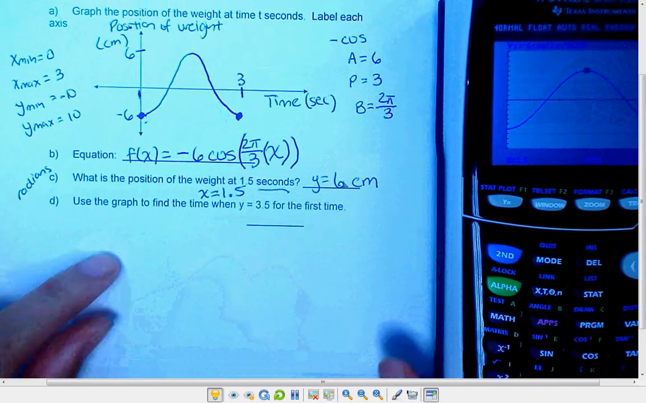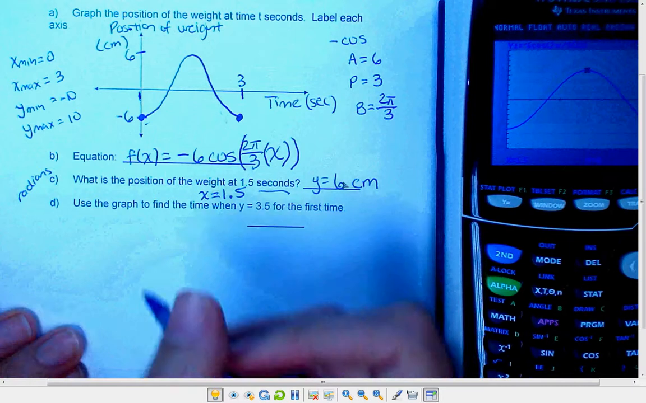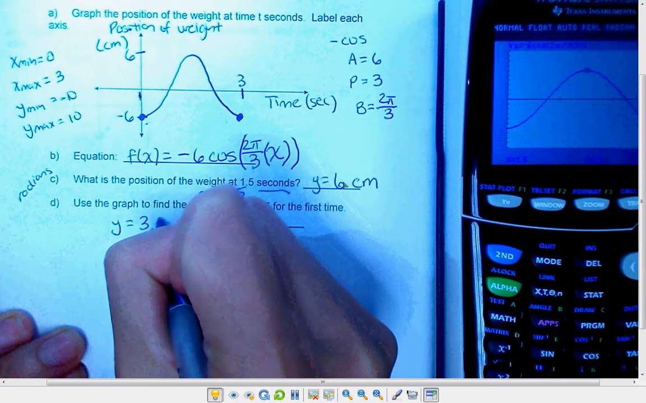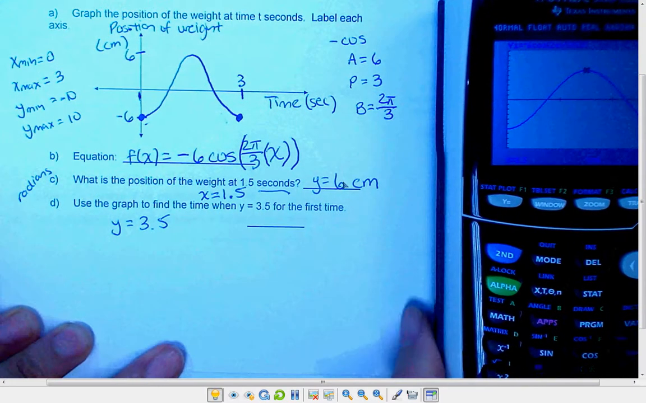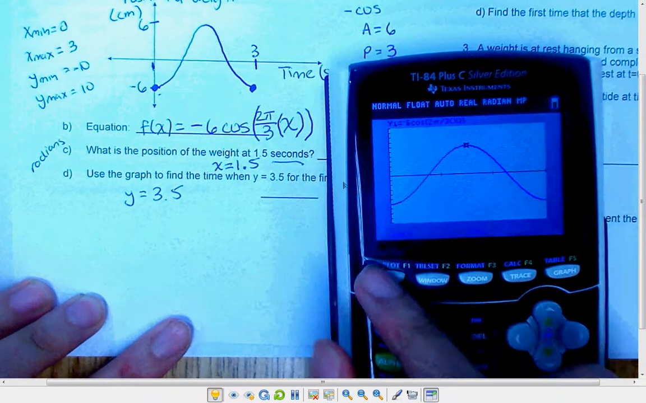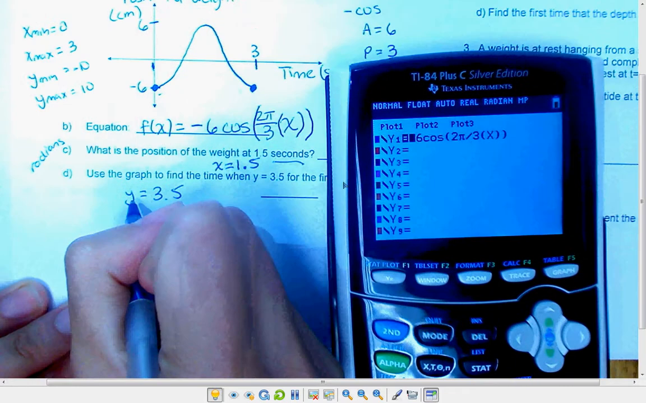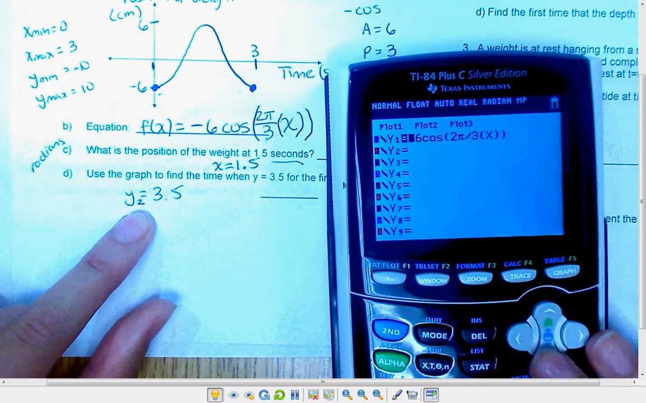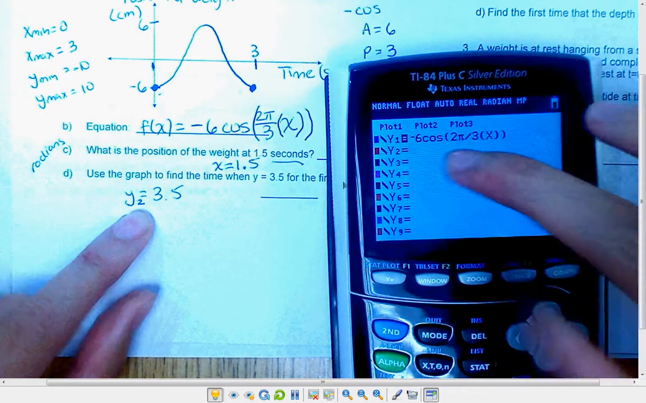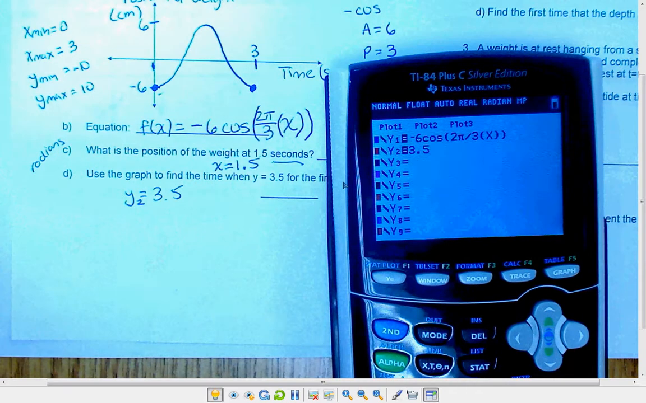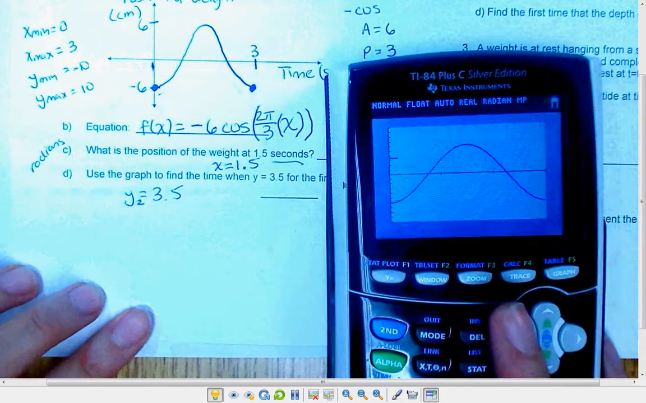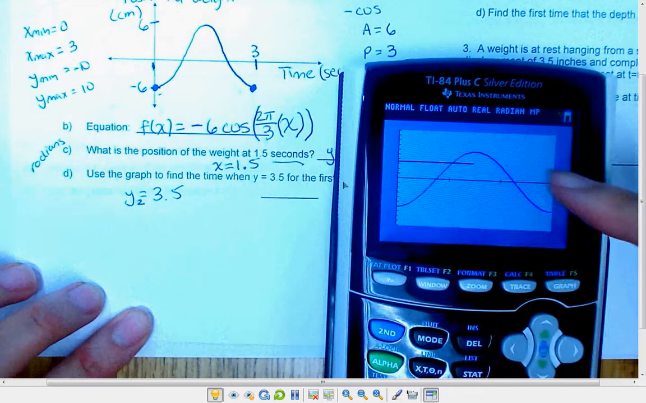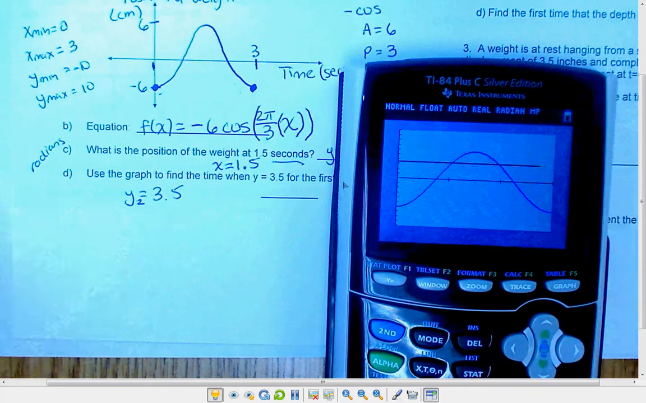Part D is asking us to find the time when y equals 3.5. So this time they're giving us our y value. To do this, we're going to go back to our y equals. I'm actually going to put y2, so don't clear off this equation. I'm going to go down to y2, type in 3.5, and push graph, and it should graph a line at 3.5.